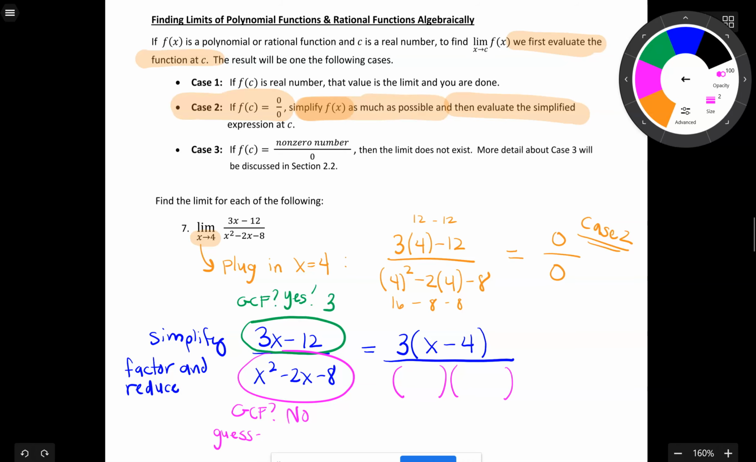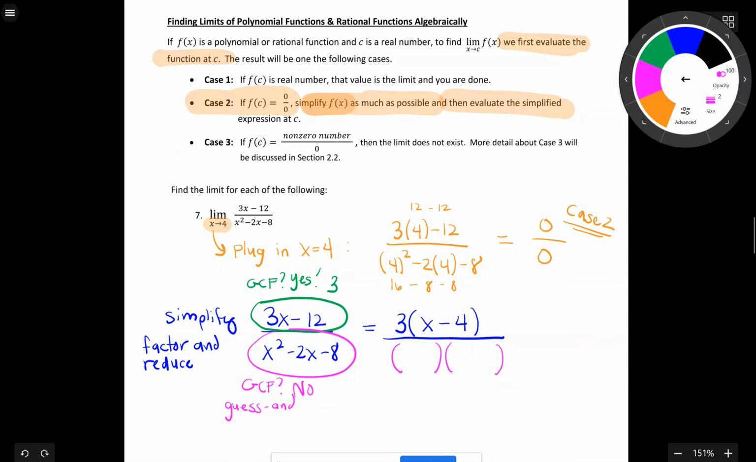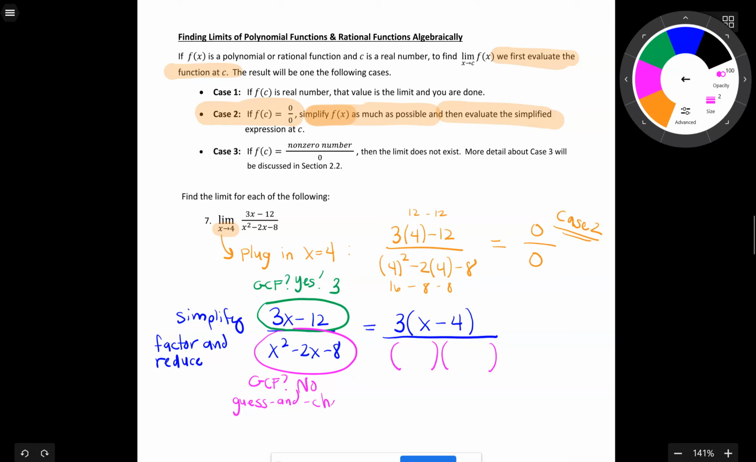If that's what your algebra teacher taught you, use guess and check. Or you can do the AC method. I'm just going to do it with my brain power. I'm not going to show the factoring here because it's technically a prerequisite skill. But again, if you need help with that, I can send you some videos or you can find them online. So this is going to be x minus 4, x plus 2 once you factor all that out.